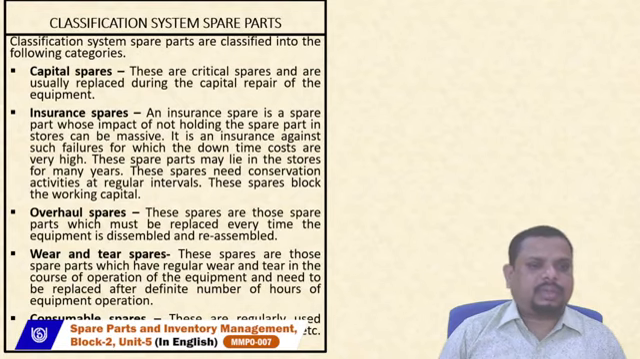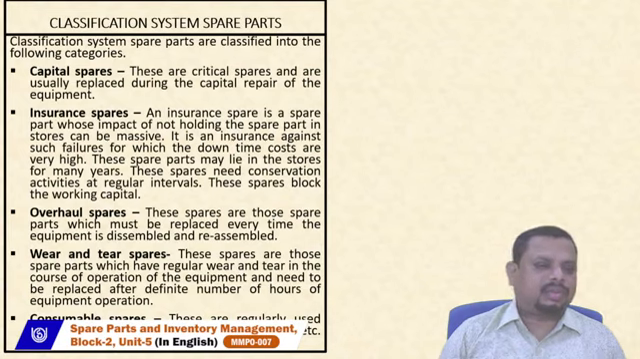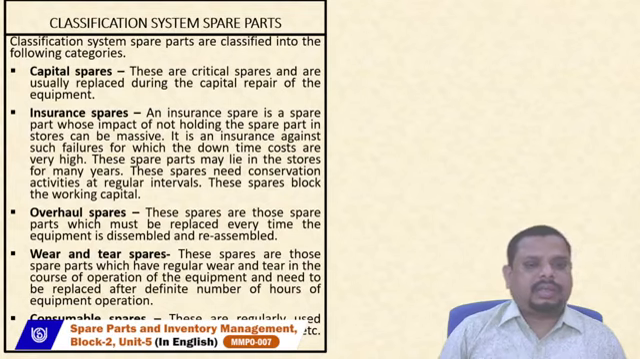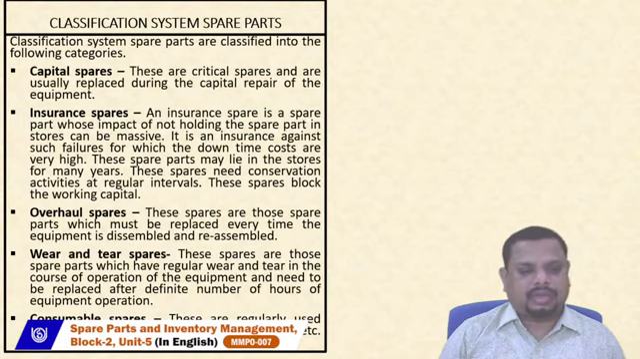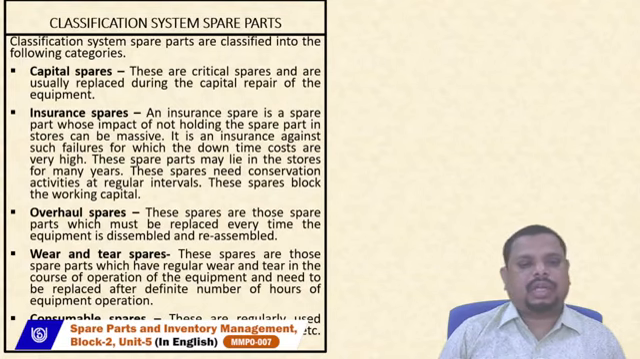The next one is insurance spare. An insurance spare is a spare part where the impact of not holding it in the store can be massive. It is an insurance against failures for which the downtime costs are very high. For example, you cannot maintain transformers or a power generator inside a store, and in such cases the company takes insurance against failures, for example failure of transformers or grids, where the downtime costs are very high.